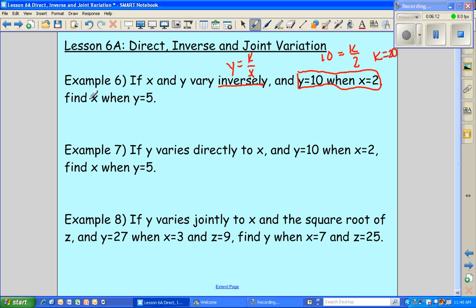Then they ask you to find x when y is 5. So we're going to take the same formula, y equals k over x, except now we know y, we know k, and we're looking for x. And so with that, you would say x equals 20 over 5. So x must be 4. Okay, so you can work through it where you find k and then start back over, plug k in.